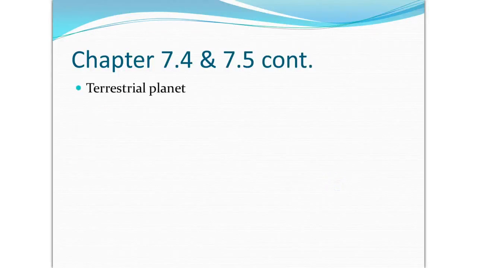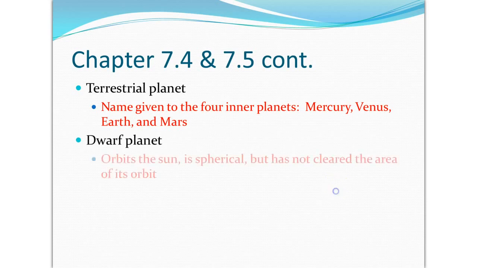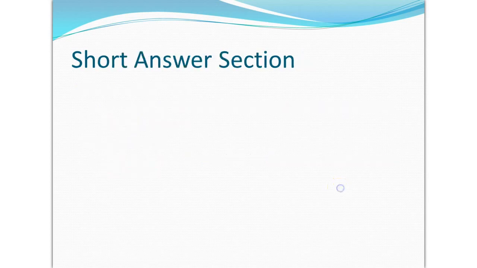Continuing sections 4 and 5, a terrestrial planet. That is the name given to the 4 inner planets, which include Mercury, Venus, Earth, and Mars. A dwarf planet, Pluto, as our example, does 2 of the 3, which is why Pluto is not a planet. It orbits the sun. It is spherical, but it has not cleared the area of its orbit.